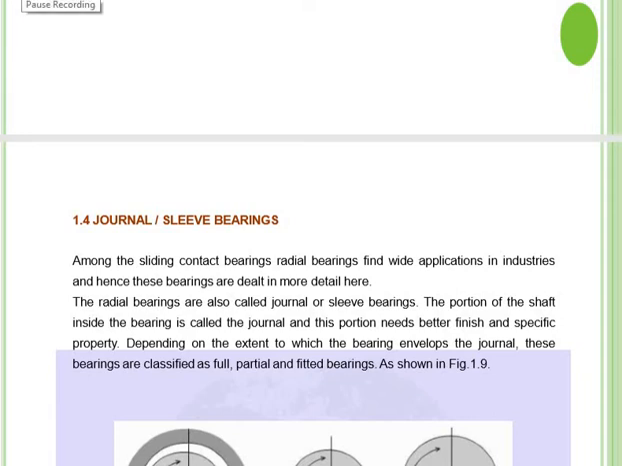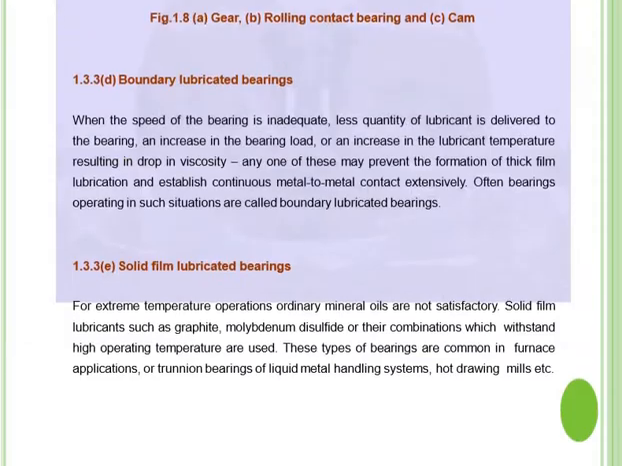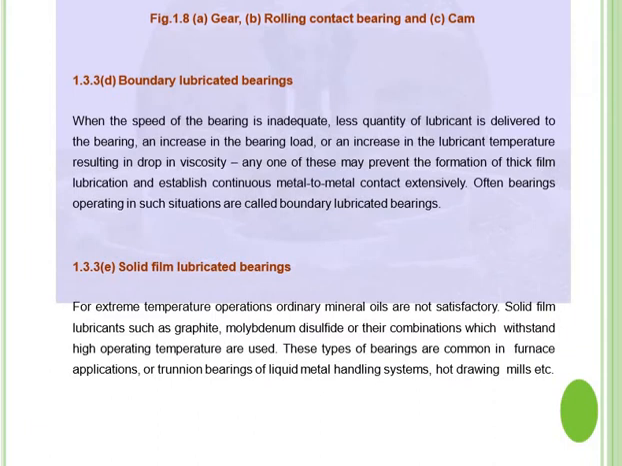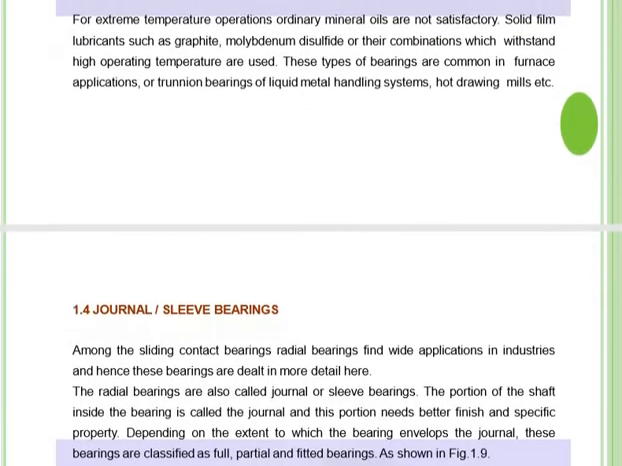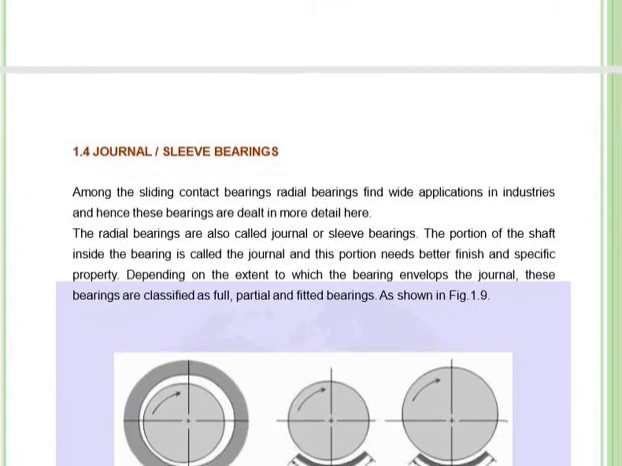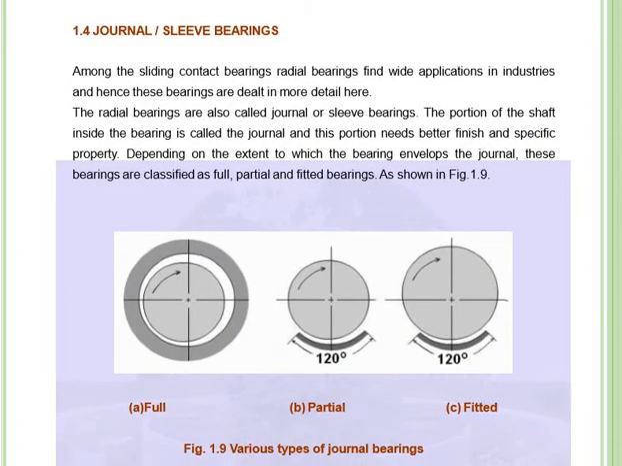Okay, let us talk about journal bearings, also called sleeve bearings. Here you see two types of these bearings. Now this is the figure I showed in Figure 1.9. You see a full journal bearing, how it looks, and a partial journal bearing, what is the angle, 120 degrees. Another is the fitted journal bearing or sleeve bearing, 120 degrees.